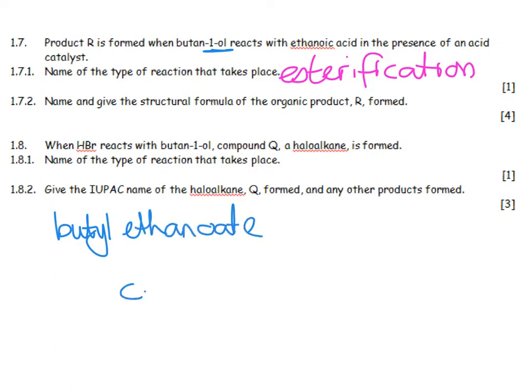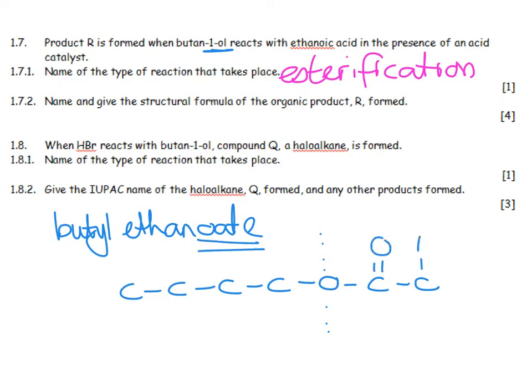Then you're going to go butyl 1, 2, 3, 4. Then you're going to put the oxygen that divides them. Then you're going to put C, C for eth, and the O bit is where the double bond O goes. And then you are only going to land up filling up the spaces with hydrogens around the molecule.